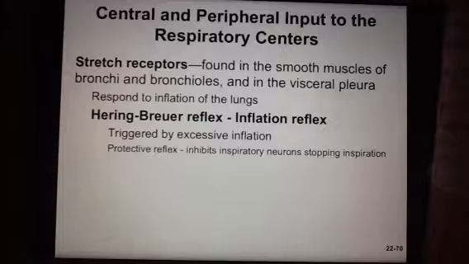Then the stretch receptors are found in the smooth muscles of the bronchi, bronchioles, and in the pleura. And they respond to inflation of the lungs. So they kind of have a separate job. They're not looking at the blood exactly, but they are going to respond to inflation of the lungs.